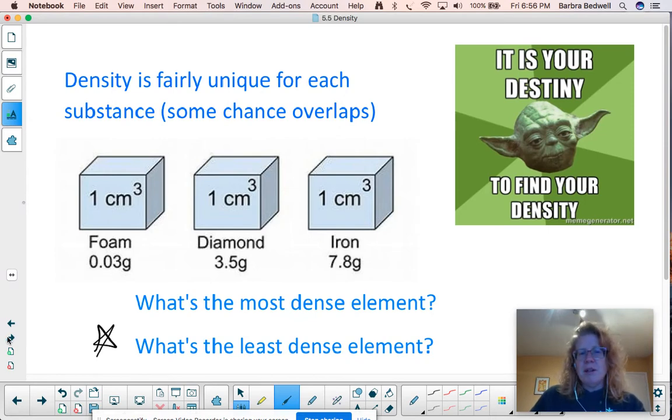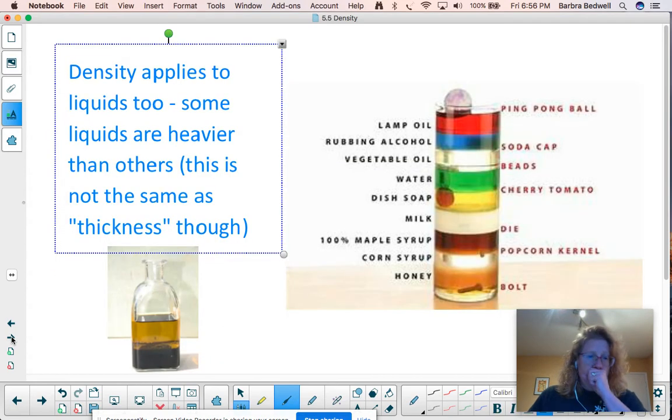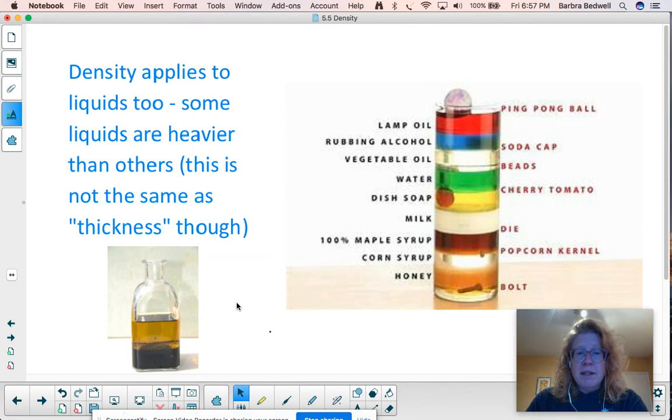Just make sure that you're looking for densities in metric units, so grams per cubic centimeter or grams per milliliter. All right, moving on. Keep in mind that most of the time what we're going to be talking about in here is definitely going to be density of solids, but density does apply to liquids as well. And I just put a couple of quick examples up here to show you.